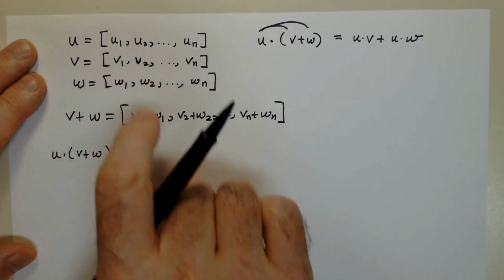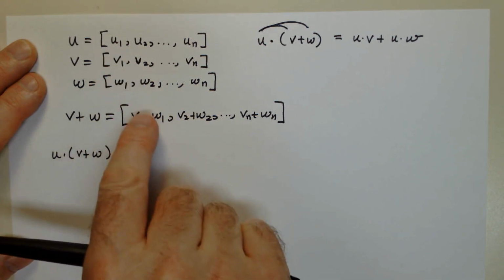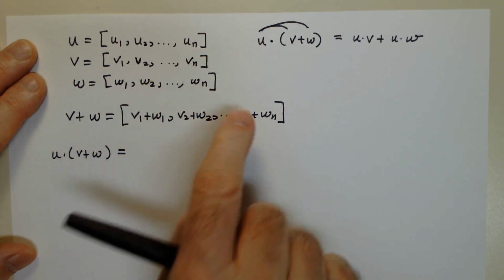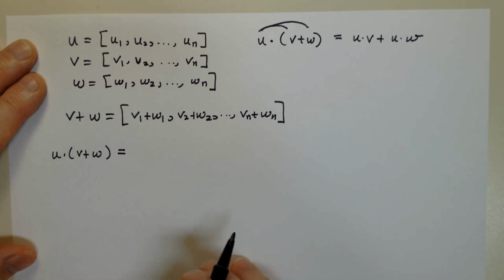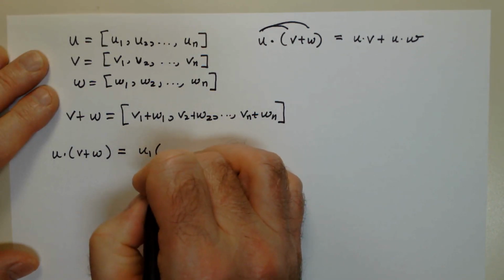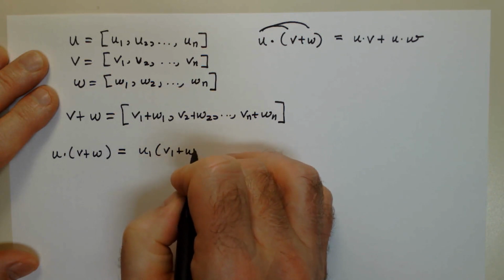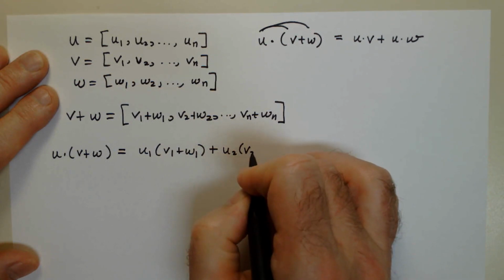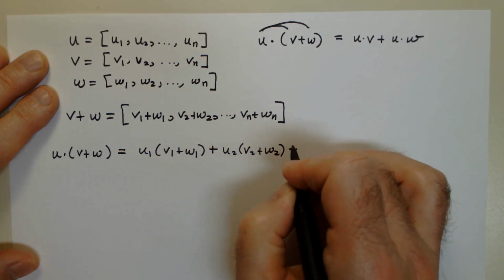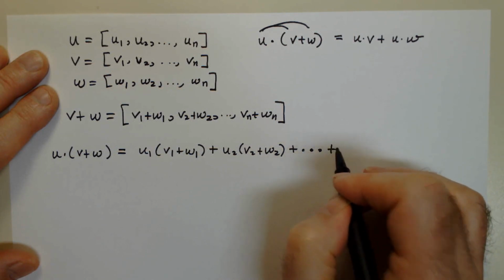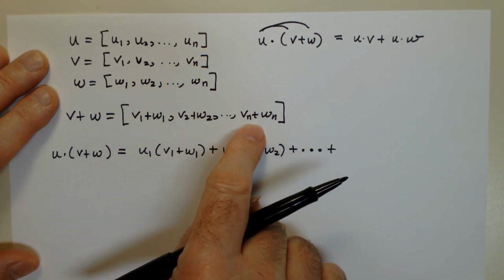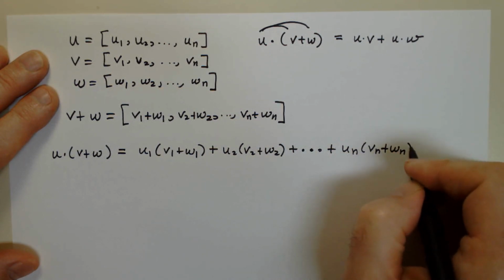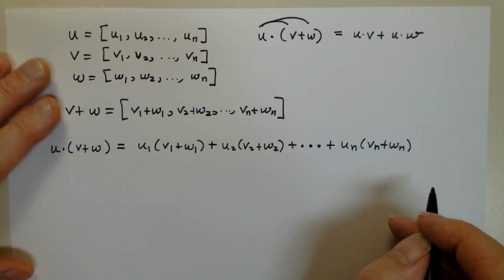Now what's that going to do? We know that when we take a dot product, we're going to get the product of the first components, the product of the second components, the product of the nth components, and then those products are added together. So we're going to get something that looks like this. u1 is going to multiply v1 plus w1. u2 is going to multiply v2 plus w2. This is going to continue. And our last product will be un times vn plus wn.